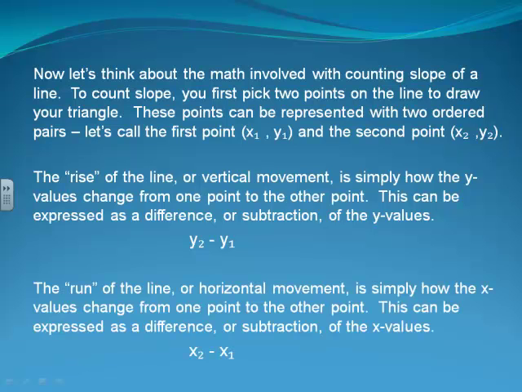In a similar fashion, the run of the line or horizontal movement is simply how the x values change from one point to the other point. This can also be expressed as a difference or subtraction problem of the x values, x2 minus x1. Now note that the order has to be the same. If you're going to subtract y2 minus y1, then you have to subtract x2 minus x1. You can't flip those points around because you're tracing from one point to another, so the difference has to be in the same order.